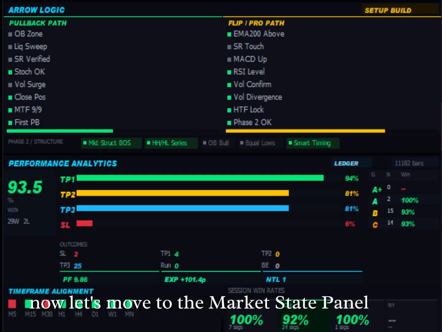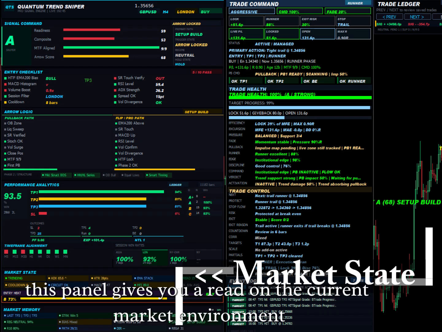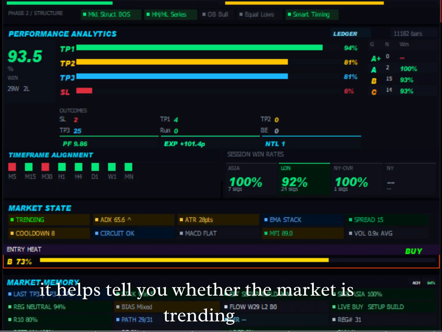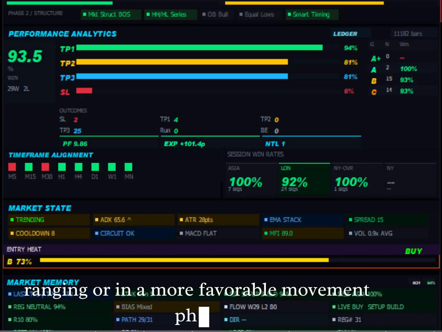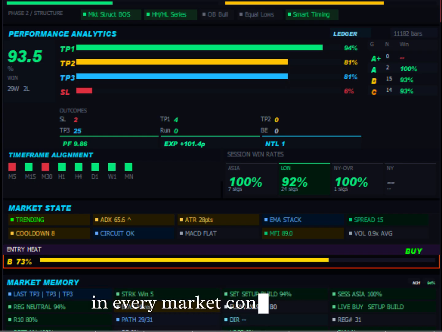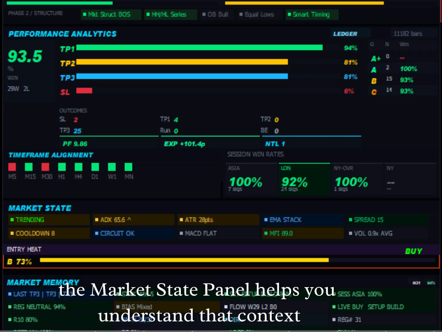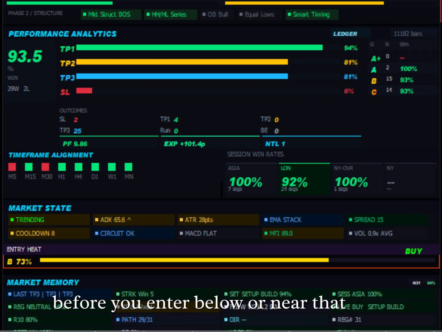Now let's move to the market state panel. This panel gives you a read on the current market environment. It helps tell you whether the market is trending, slowing down, ranging, or in a more favorable movement phase. This matters because not every signal has the same quality in every market condition. A strong signal in a trending market is very different from a signal in a weak or messy environment. The market state panel helps you understand that context before you enter.